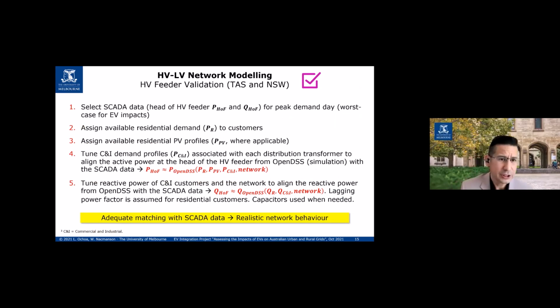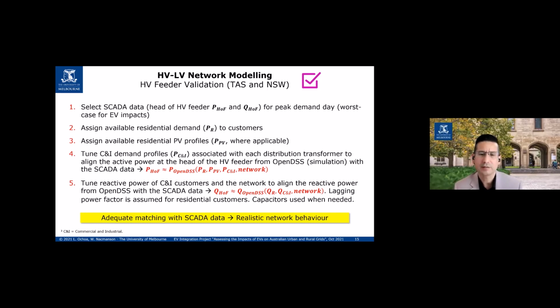Now, the validation process that we use to really say, yes, our models are okay, is as follows. It's relatively simple to understand, I hope. And this all was done with actual data given by the companies. So we have Endeavour Energy from New South Wales, we have TasNetworks from Tassie. This was real historical data from the head of the high voltage feeder, so aggregated active and reactive power per phase. And we had it for about a year.